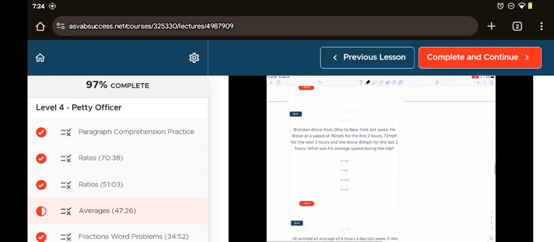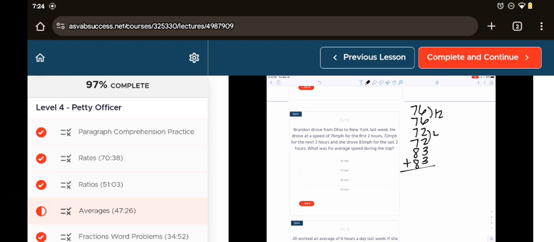Number 11. It says, Brandon drove from Ohio to New York last week. He drove at a speed of 76 miles per hour for the first 2 hours, 72 for the next 2 hours, and then 83 miles per hour for the last 2 hours. What was his average speed during the trip? So if you recall, this one is like the other one, 76, 76, 72, 72, 83, 83. So it's going to be 6 in total. So this is smaller. I think we can do this.